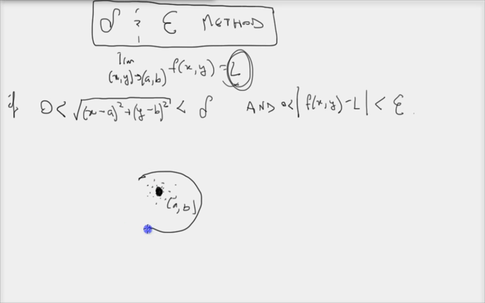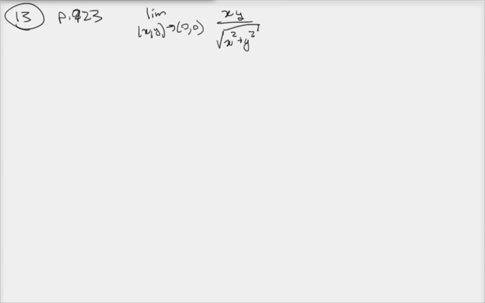But in order to use this method, we first need to use our curves method, our approaching by multiple curves, to get a limit that we suspect. So I'm going to go through one of these problems with you, and it'll take a little bit of a long time, but it's worth it because this is a kind of confusing thing. So we're going to do number 13 on page 923 in your book, and it asks us to solve this limit as x and y approach 0 and 0 of this function right here.